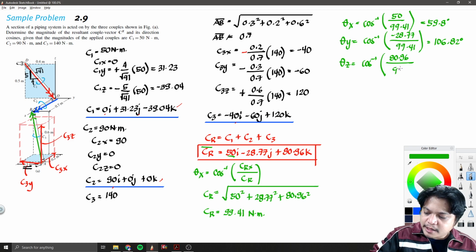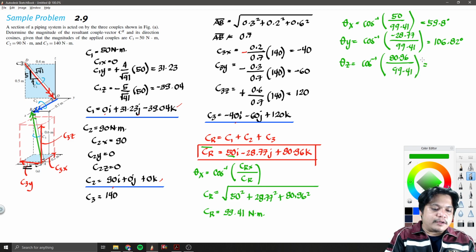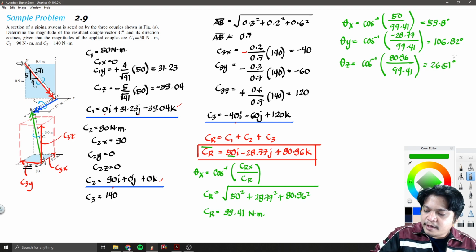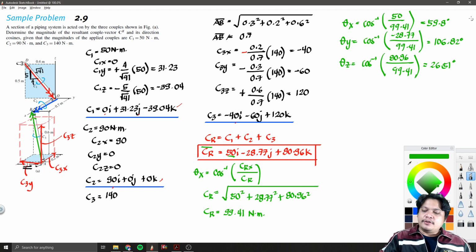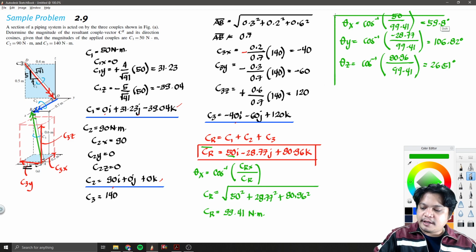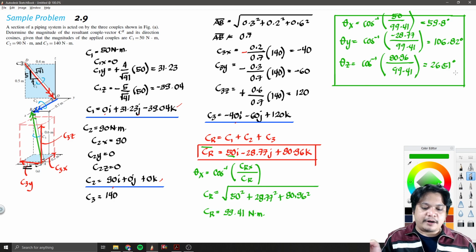80.96 divided by 99.41. So, you will be having here 88.96. Okay, so that's 36.51 degrees. Okay? So, ito yung ating tatlong cosine directions. So, this is now the answer for that problem. Alright? So, that's for the couple.